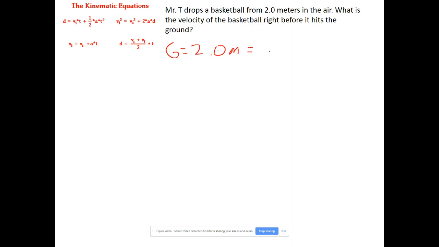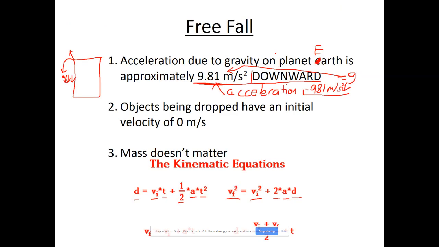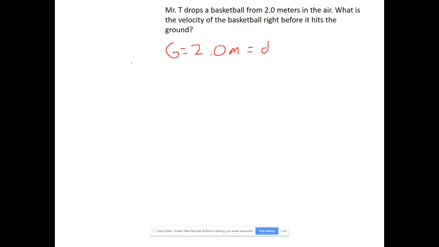And that would be meters. So that's our displacement, that's d. What else do we have? That's all it gave us. Well, if we go back and look, there are some other things we know. Objects being dropped have an initial velocity of 0, and we know our acceleration on Earth. We're going to assume this problem is on Earth.